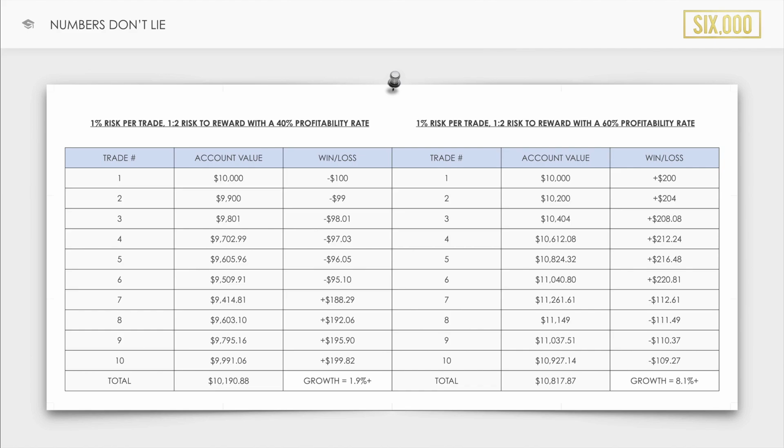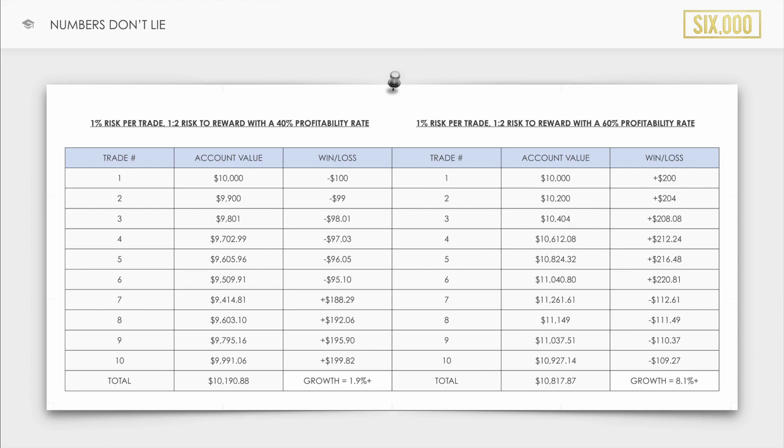We have 1% risk per trade, we have 1 to 2 risk to reward, and a 40% profitability rate, which means you're actually losing more than you're winning. For every 10 trades, you're losing 6 and winning 4, which is less than 50%.